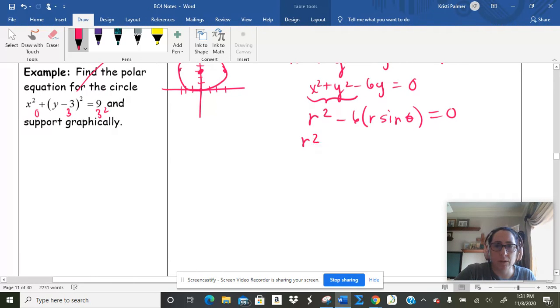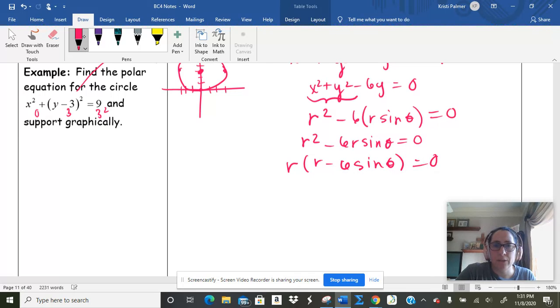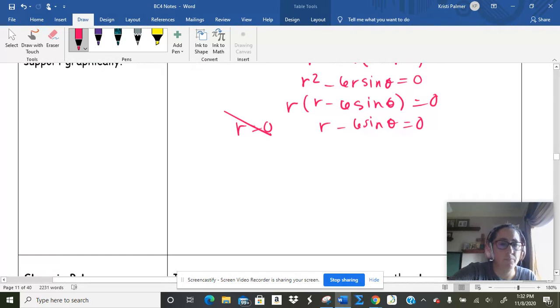So now I am going to put this together, and I'm going to factor out an r. Now I have a zero product property, so I can set each of those equal to 0. And r equals 0 is again just the pole, so we're going to ignore this one and focus on this graph. So solve for r here, and let's go look at it.